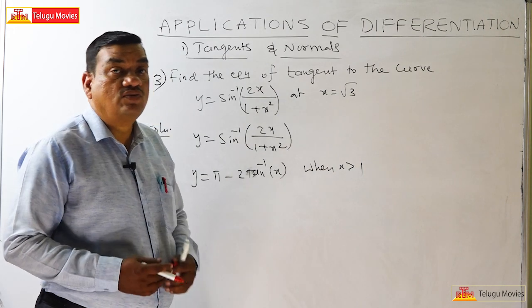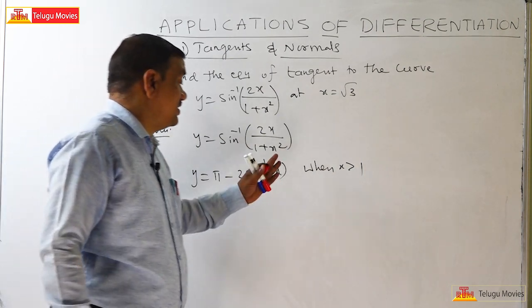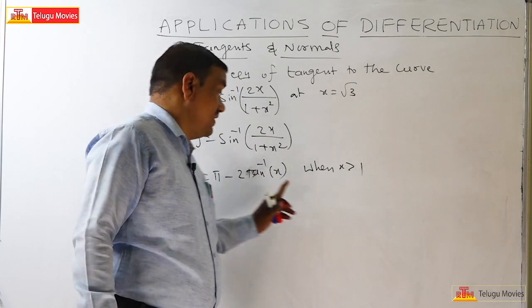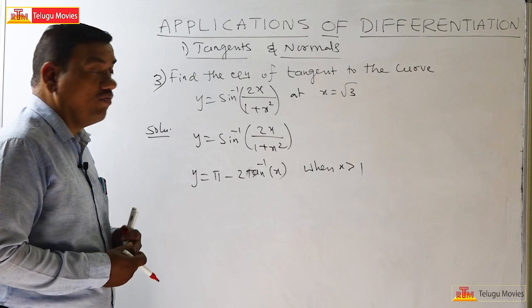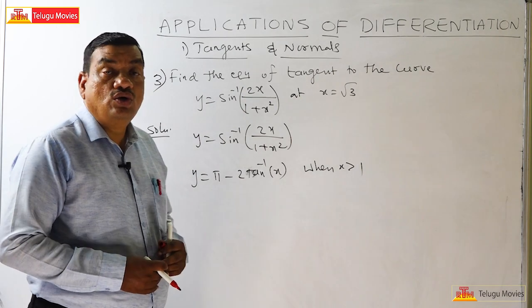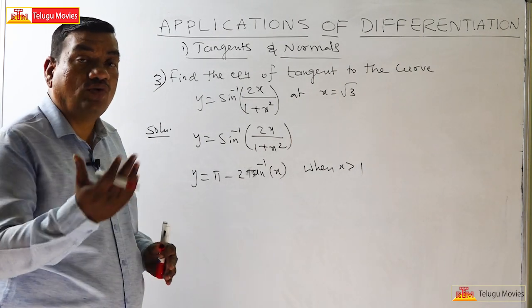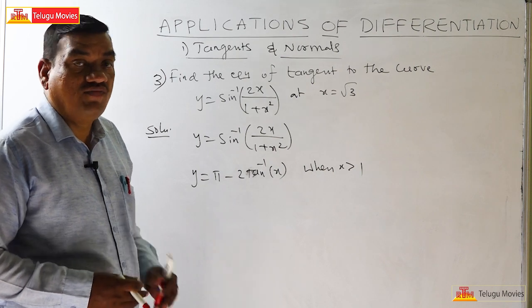Root 3. Root 3 means 1.732. Therefore, it is greater than 1. That is why y is equal to pi minus 2 tan inverse of x. This is a formula that is there, so you have to use this formula. Once you go through the inverse trigonometric functions.